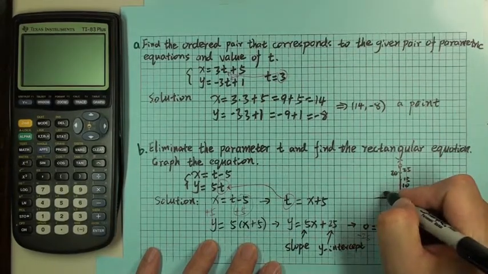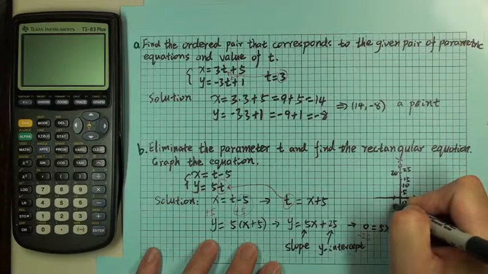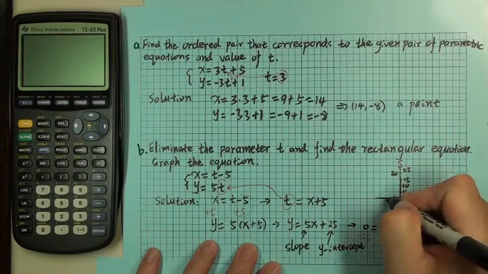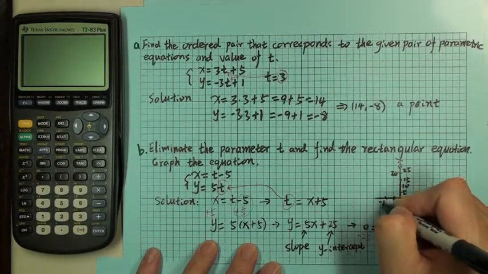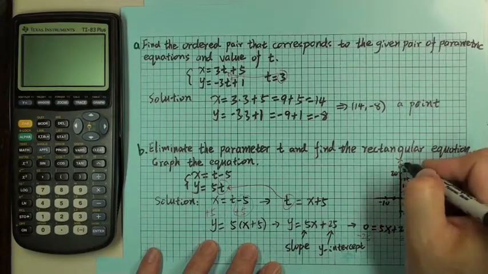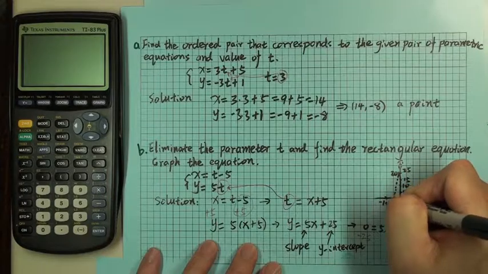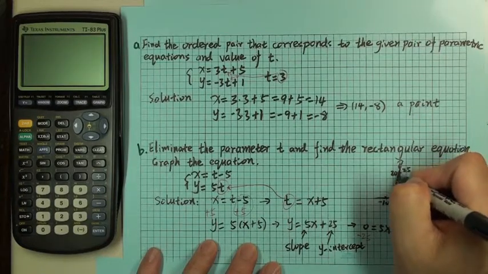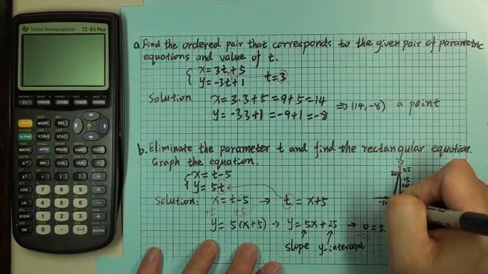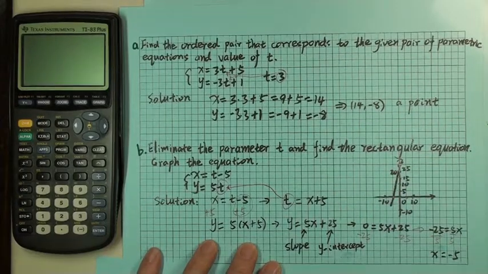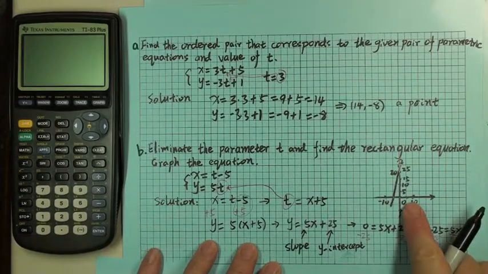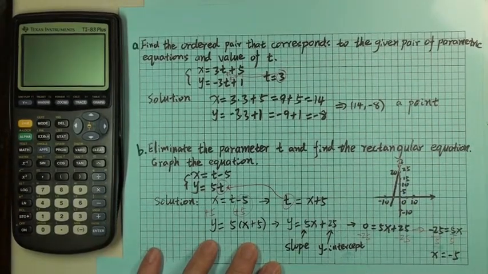Yeah, so you then have, let's say this is negative 10, okay? So basically you then have a line like what? Like this. Okay, so that will be the picture for this one.